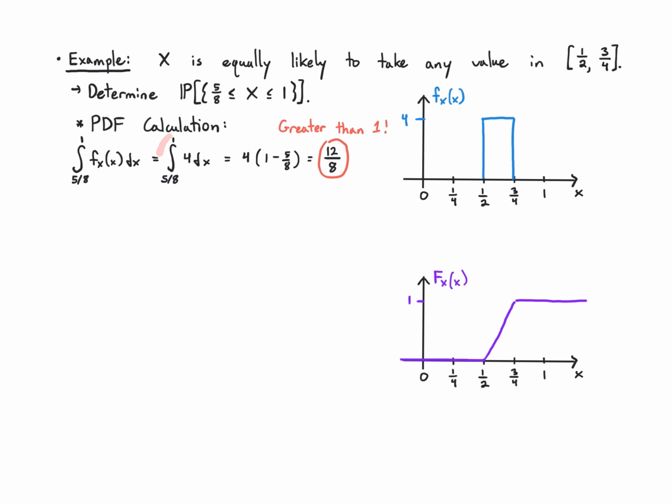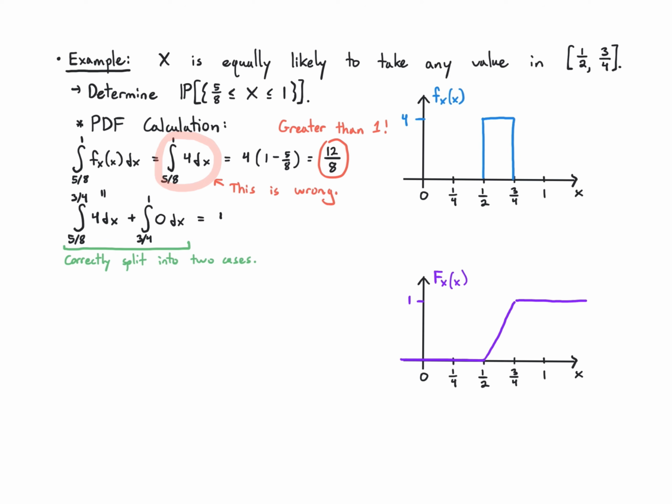So what went wrong here is when I plugged in to work out this integral, this actually turned out to be wrong, because I was a bit careless. What I should have done is broken this into 2 parts. There's a part going before 3/4, where the PDF is actually taking value 4. And then after 3/4, it's taking the value 0. So between 3/4 and 1, I should have plugged in 0. And I've correctly now split this into 2 cases. And so what I would get here is 4 times 3/4 minus 5/8, which is just 1/2.